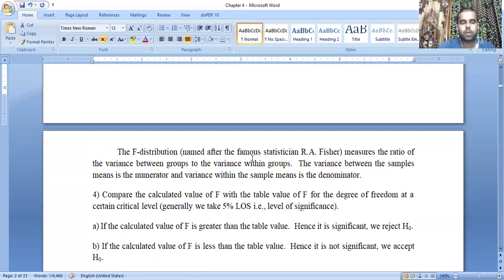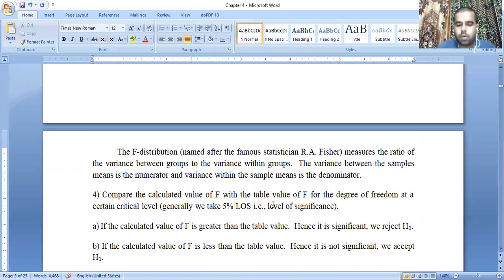Okay, this value we call the calculated value, because you, students, have done the calculation. That is the main reason. After completion of this calculation, observe the fourth step carefully: compare this calculated value of F with the table value, or we can say the critical value also.